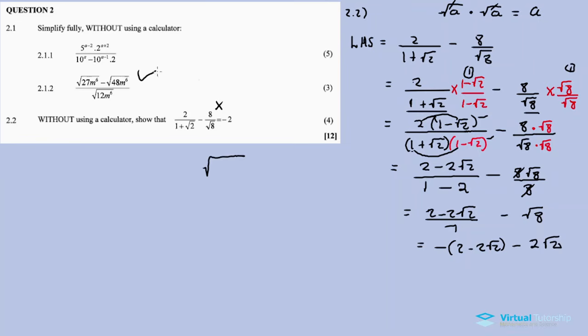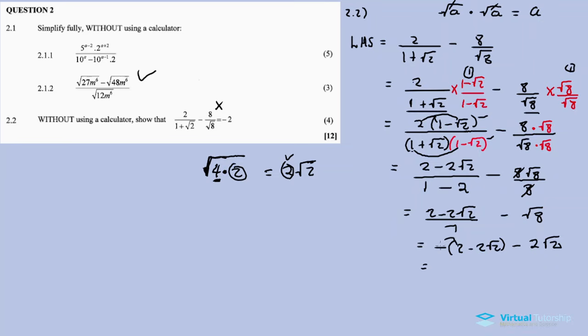Remember, on this question, if a number is not a prime number, like 27 is not a prime number, 48, 12 is not a prime number, what do you do? You write it as a product of a perfect square and a non-perfect square. 4 times 2 is 8. What's the square root of 4? The square root of 4 is 2. So it's 2 square root 2. The 2 is the answer of the square root of 4. Therefore, we continue.